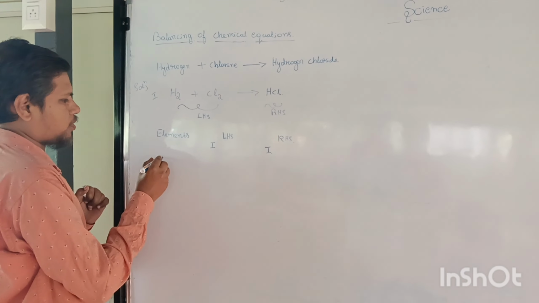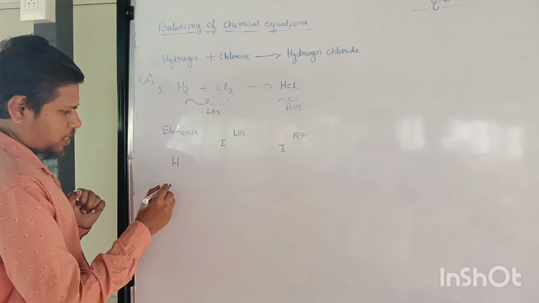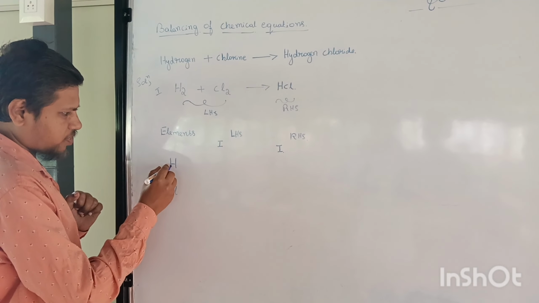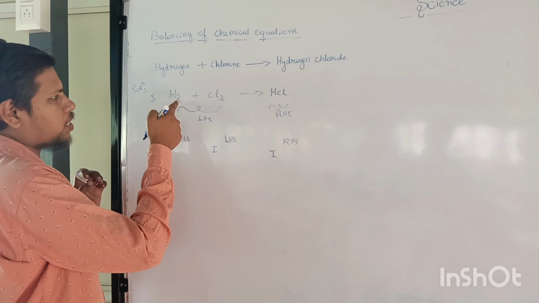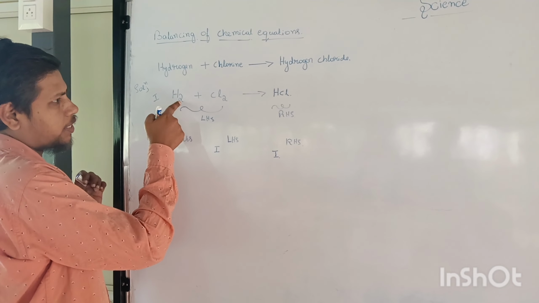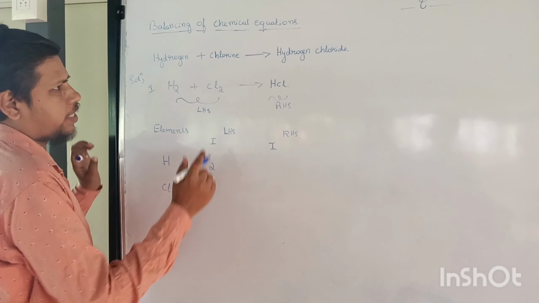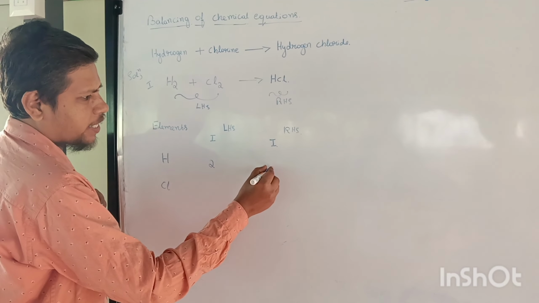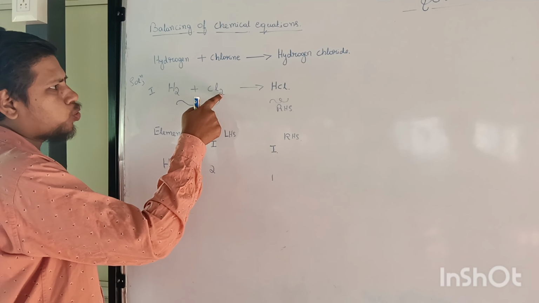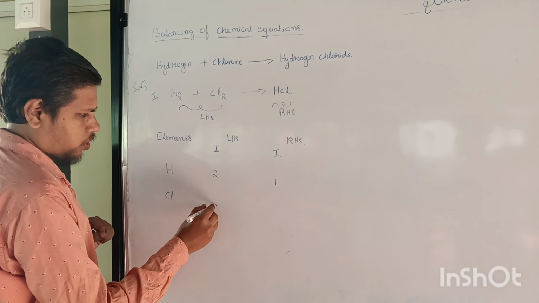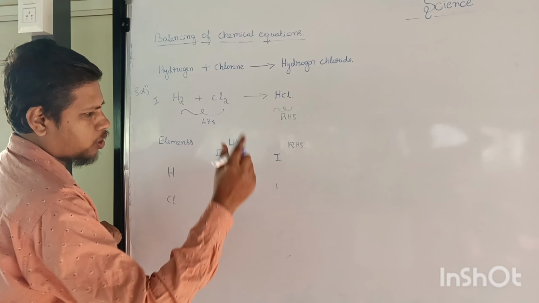The first element is hydrogen. It is represented as H. The second element is chlorine. It is represented as Cl. Before reaction, in the LHS, how many hydrogen atoms are there? Here it is 2. Write that, 2 hydrogen atoms. After reaction, we have only 1 hydrogen atom here in the first step. Similarly, there are 2 chlorine atoms before reaction. After reaction, in the RHS, there is only 1 chlorine atom.